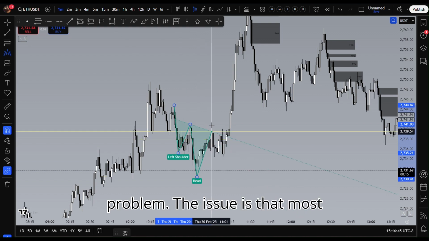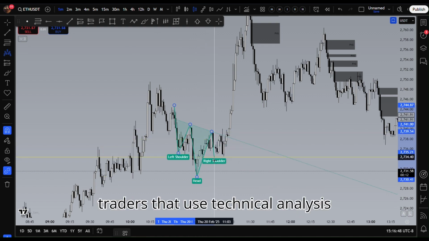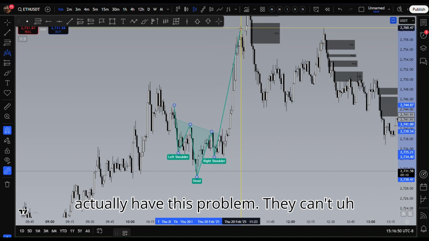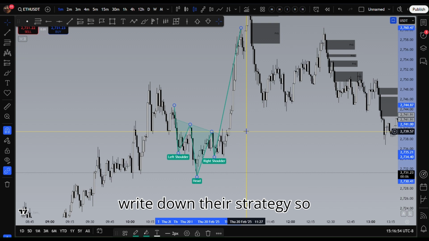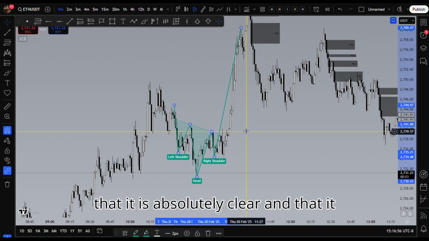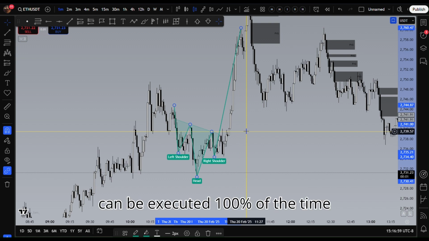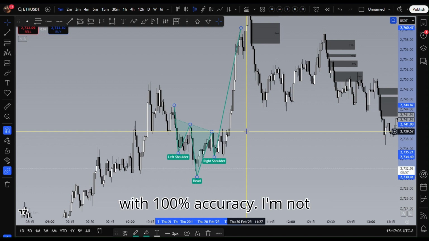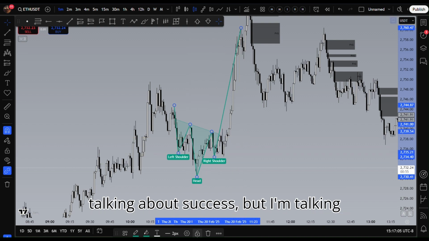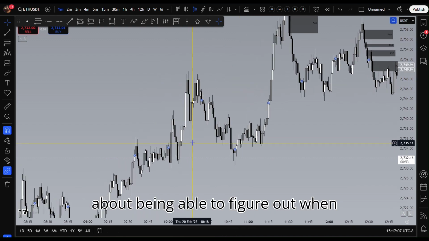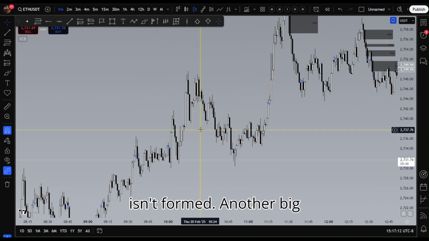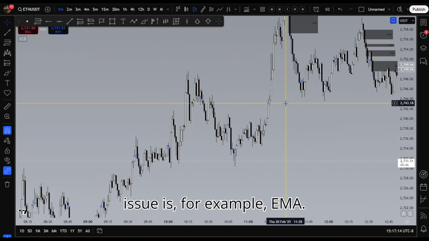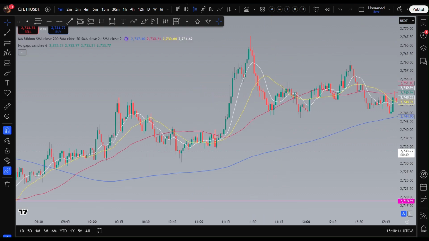The issue is that most traders that use technical analysis actually have this problem. They can't write down their strategy so that it is absolutely clear and that it can be executed 100% of the time with 100% accuracy. I'm not talking about success, but I'm talking about being able to figure out when something is formed and when something isn't formed.